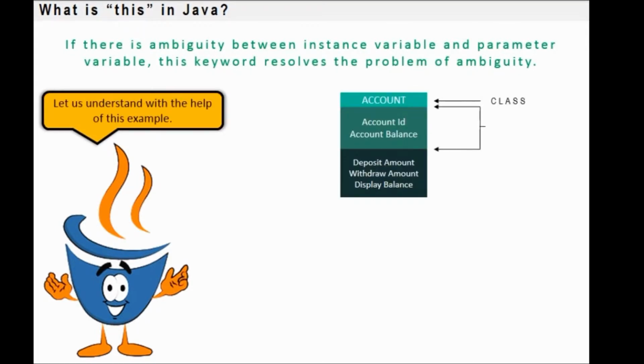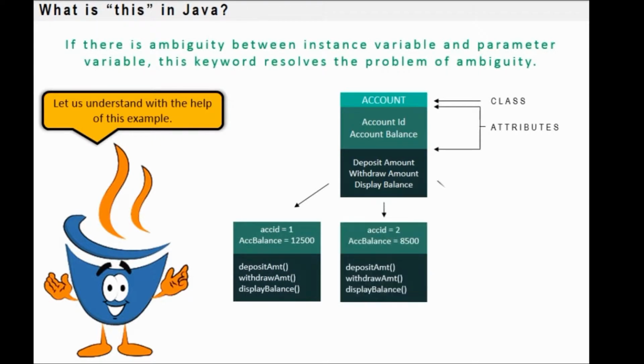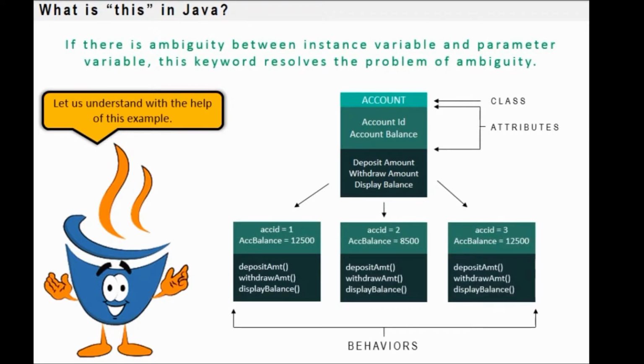Here, account is our class, having attributes account ID and account balance. Account class will have behaviors, or methods also. We can deposit amount in an account, or withdraw amount from account. We can also see the balance of our account.